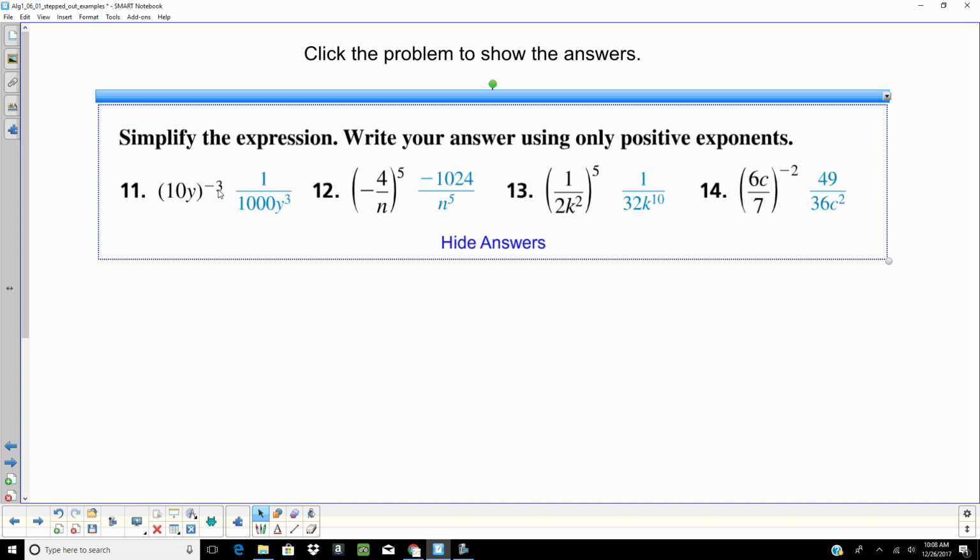That -3 is applied to the 10 and the y. The 5 is applied to the -4 and the n. And remember, a negative number does not mean the same thing as a negative exponent. The 5 is applied to the 1, the 2, and here we have k squared, so that's really a power of a power. Multiply your exponents. That's where the k to the 10th comes from. That -2 is applied to the 6, the c, and the 7, and then everything needs to be flipped.